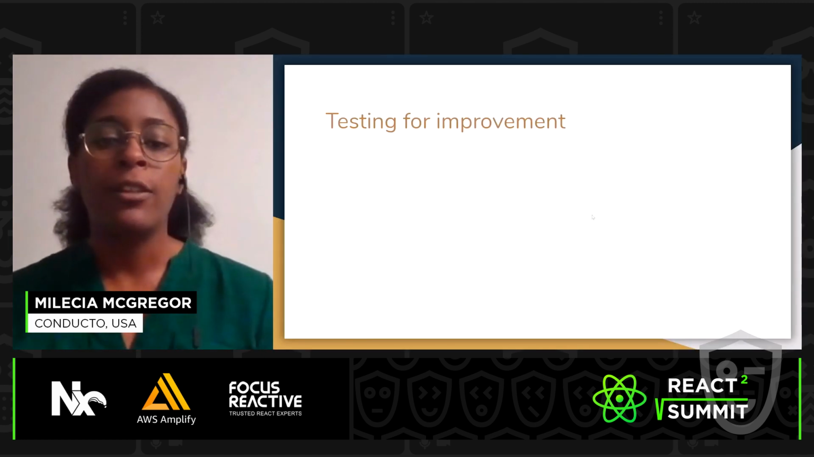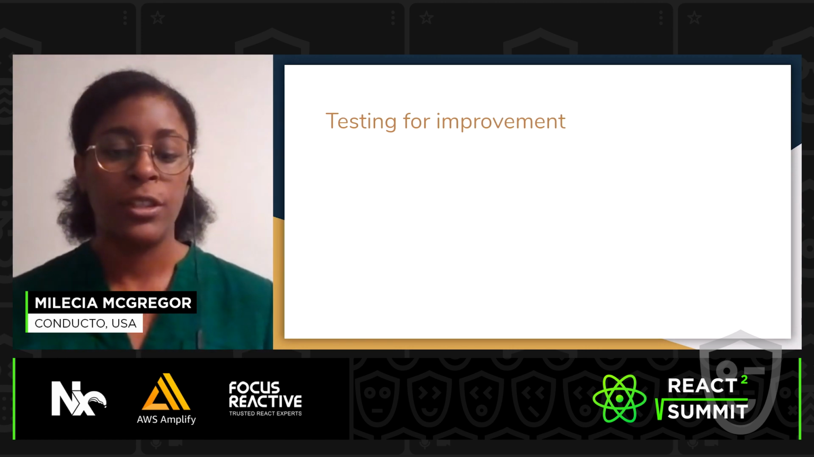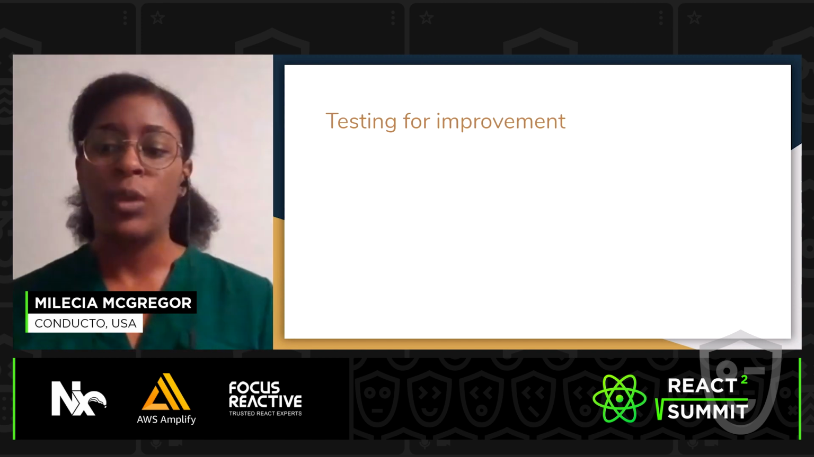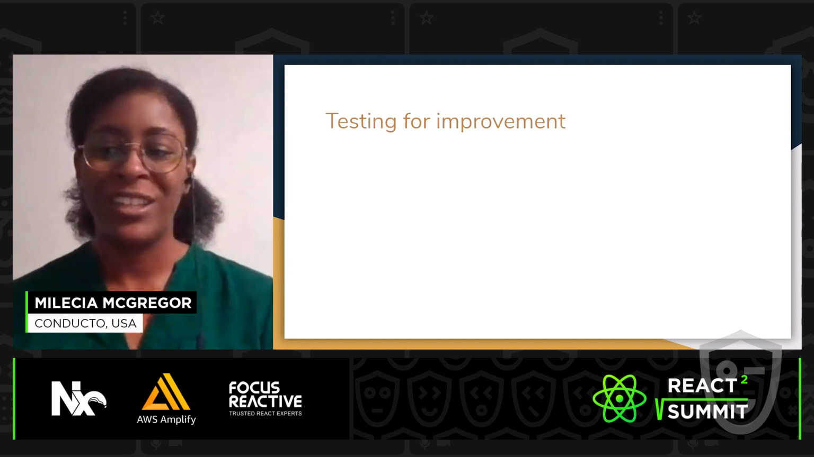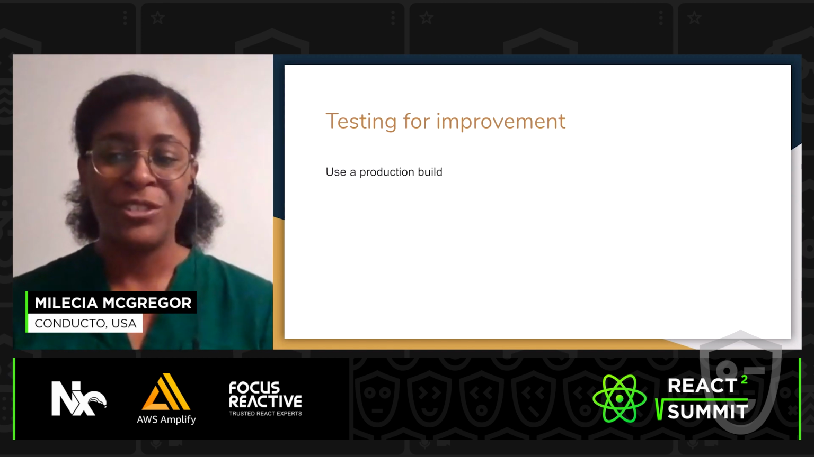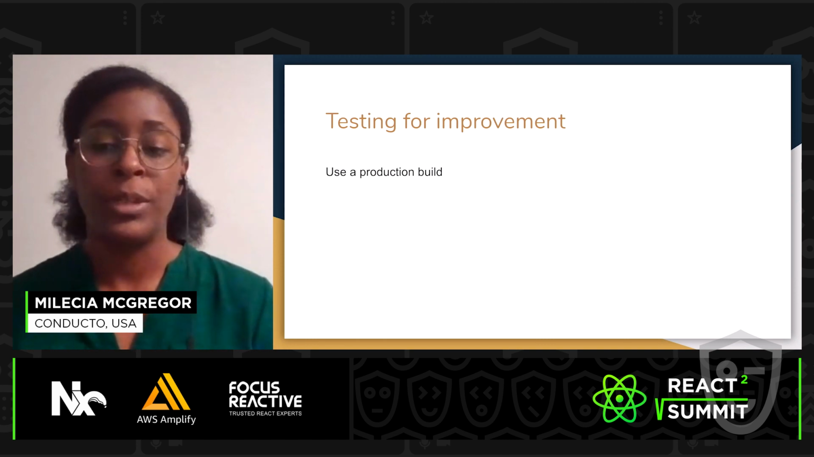So to help us find those particular problem areas in our application that really take the most loading time, we run some tests to see where we can improve things. So the first thing you want to do when you're running performance tests is make sure that you're using a production build.